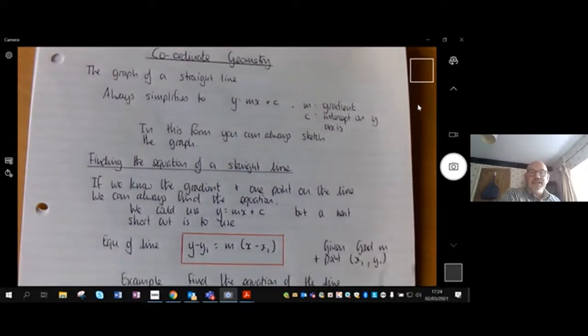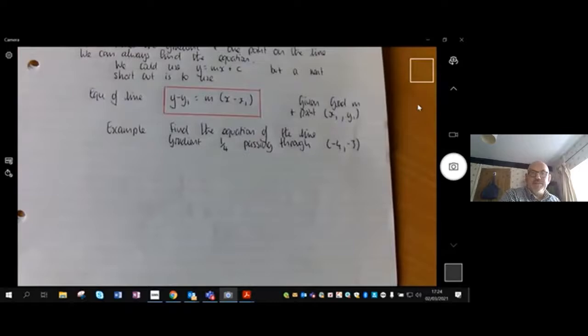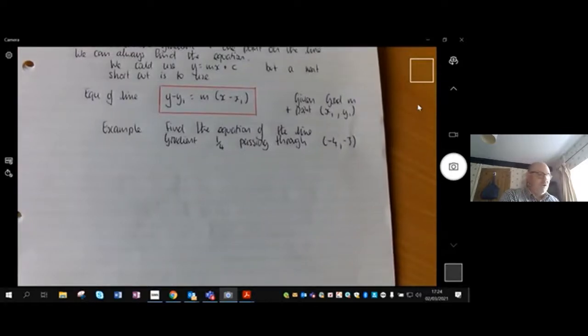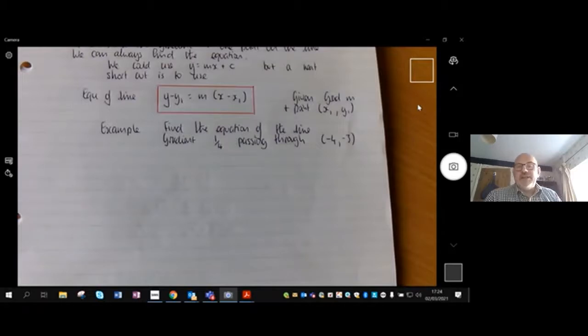So here's a nice example. Find the equation of the straight line, gradient 1/4, passing through (-4, -3). Have a look at that. If you've got a pen and a piece of paper, you might want to make a start. I'll give you 1 minute to get your head around it and make a start, and then I'll go through it my way.